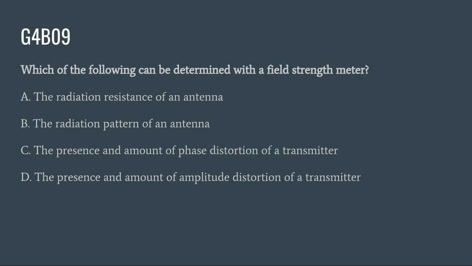G4B09, which of the following can be determined with a field strength meter? A, the radiation resistance of an antenna. B, the radiation pattern of an antenna. C, the presence and amount of phase distortion of a transmitter. Or D, the presence and amount of amplitude distortion of a transmitter. The correct answer is B, the radiation pattern of an antenna.